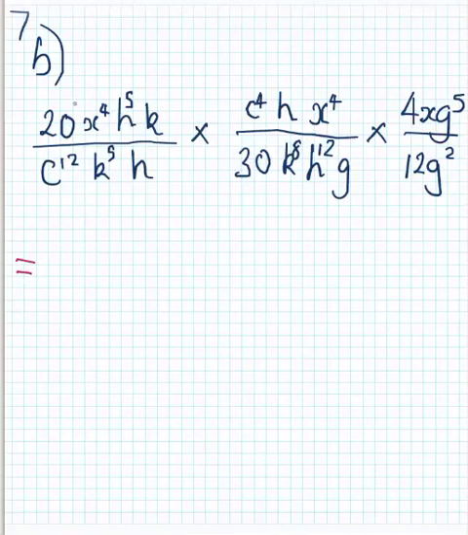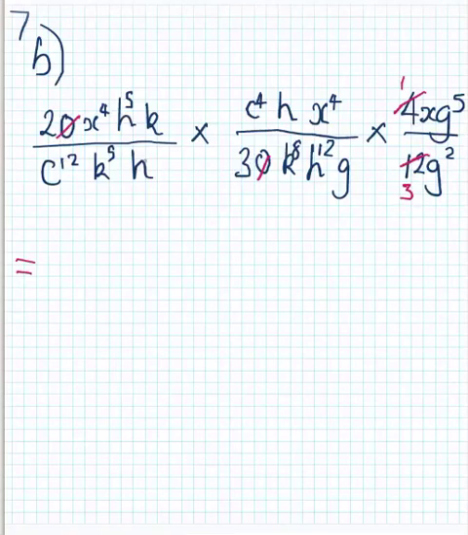So start off with one thing at a time. My numbers, I've got 20 on top, and then 30 and 12, and then there's a 4 there. So do just one thing at a time. 20 and 30, I know I can just chop their zeros off or divide them by 10. So now I've got a 2 there and a 3 there. 3 and 4 I can't simplify, but 4 and 12 I can divide 4 by 4 to give me 1, and 12 divided by 4 is 3. And I can't do anything else.